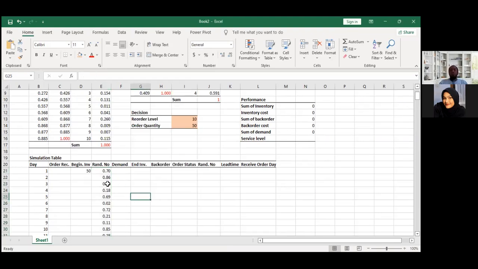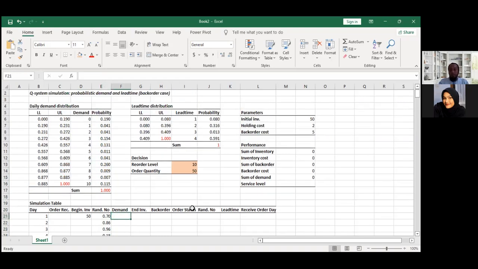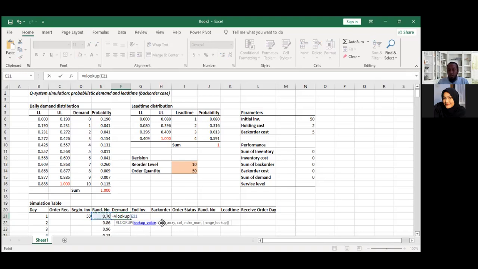Okay, and the demand. The random number here will be checked in this interval. 0.7 is supposed to be here, so we need to take 7. The question is how to enter a formula to get this demand. This one, 7. Here we can use VLOOKUP, vertical lookup. The lookup value is this one. And for the table array, we block the lower limit, upper limit, and the demand.